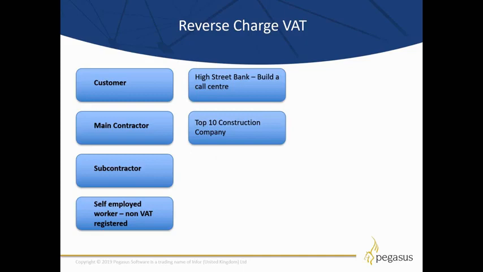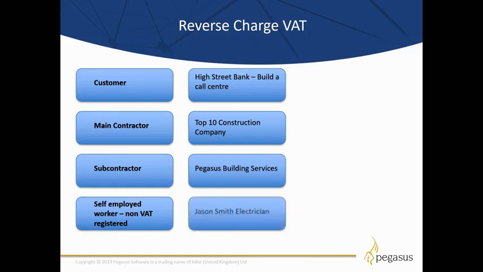The relationship between the main contractor and the bank is one of standard VAT because the bank is not governed by the CIS rules. The bank is merely an end user who's receiving those construction services. The main contractor will no doubt engage many subcontractors, and here in my example, one of those subcontractors is a company called Pegasus Building Services, who will be building part of the call centre. And Pegasus Building Services might themselves engage their own subcontractors. In this example, Jason Smith Electrician.